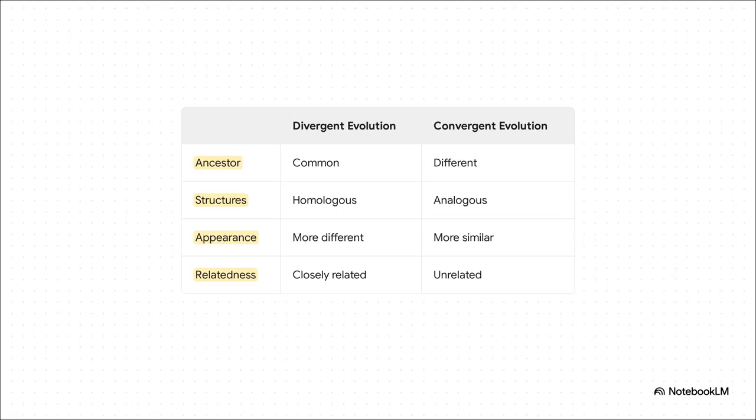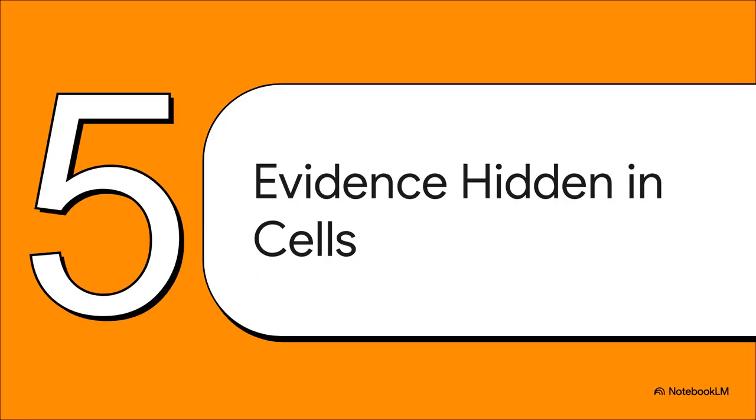This table is a great little cheat sheet for these two big patterns. On one side, you have divergent evolution. You start with one common ancestor, and its descendants spread out and adapt to new lifestyles, causing their structures to become more and more different. This is what gives us those homologous structures. On the other side is convergent evolution. This is when totally unrelated creatures end up in similar environments and independently evolve similar solutions, those analogous structures, to the same problems.